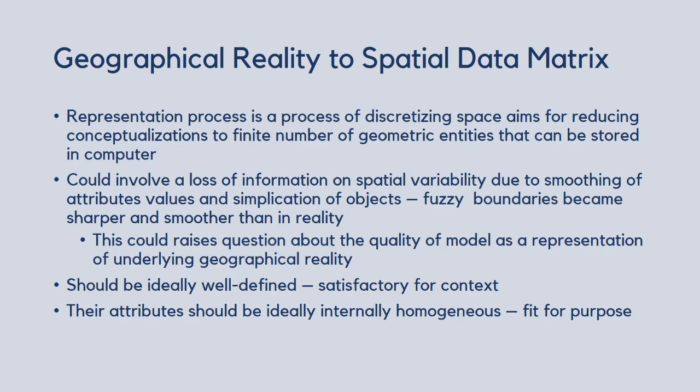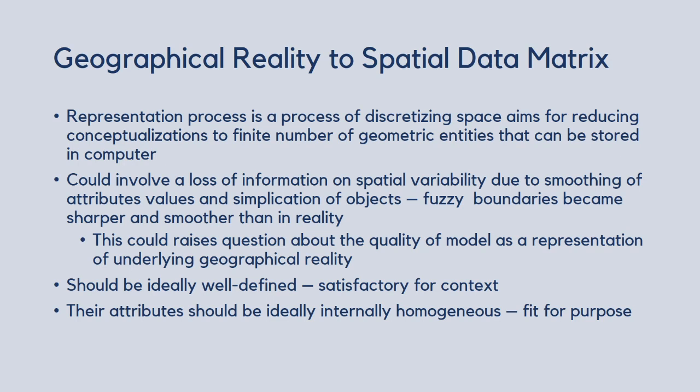So the process of representation is the process of discretizing space, that is, reducing this conceptualization to a finite number of geometric entities that can be stored in the computer, usually as points, lines, and polygons. So a field view can be discretized using sample points, contour lines, regular polygons, for example pixels obtained from remote sensing, or irregular polygons, for example vegetation patches.